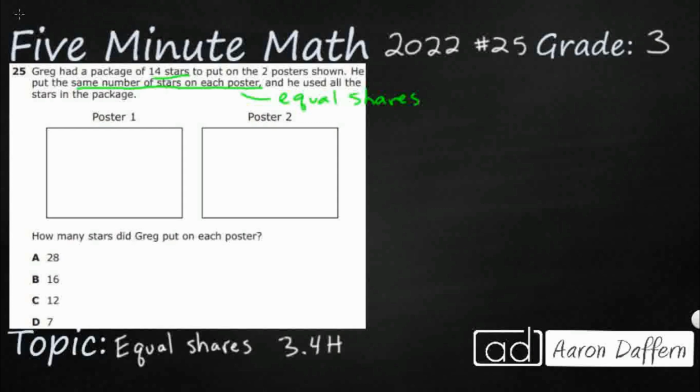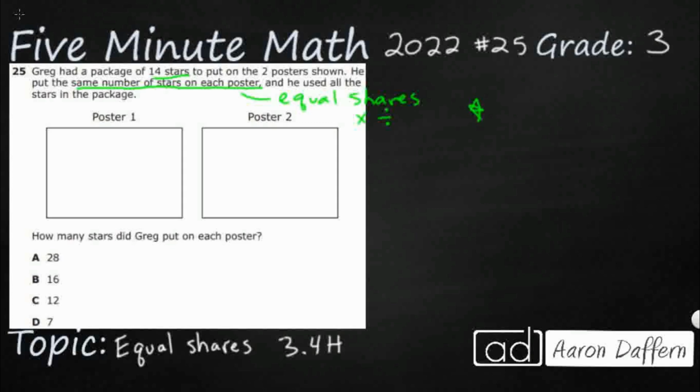When we see any type of problem that is talking about putting the same number in each bag, or the same number of stars on each poster, or the same number in each group, you can say, oh, those are equal shares or equal groups, and we are talking multiplication or division. Really, we can represent each of those either way because those are inverse operations and they are in the same fact family. So we've got 14 stars.